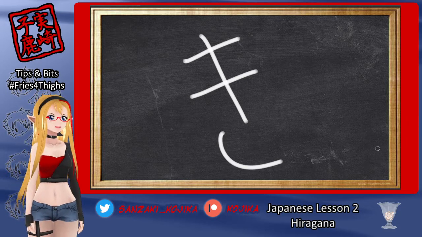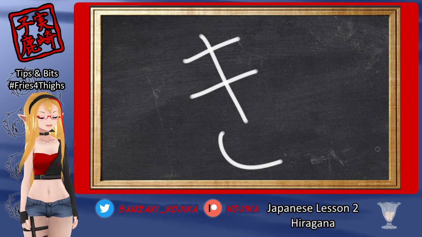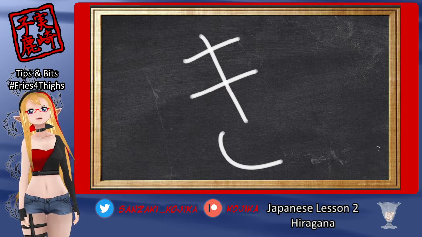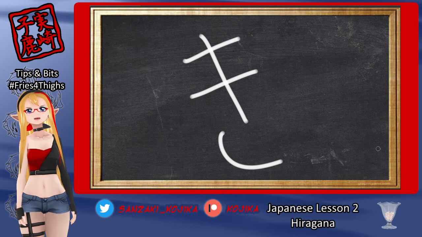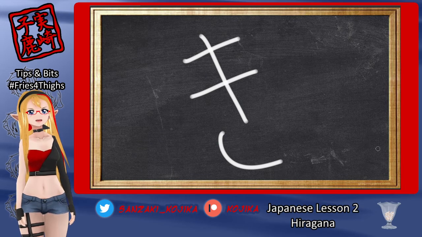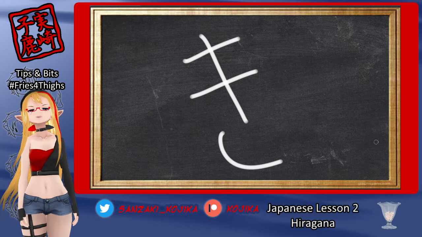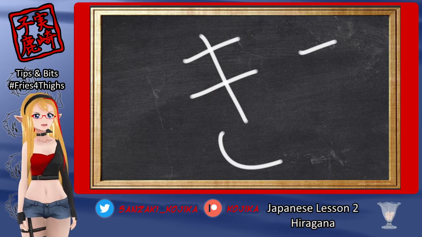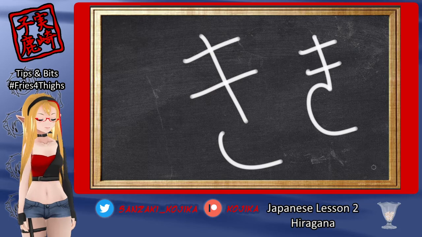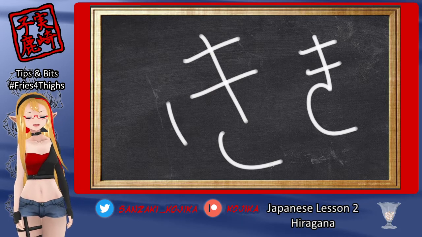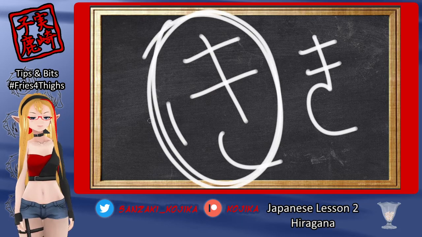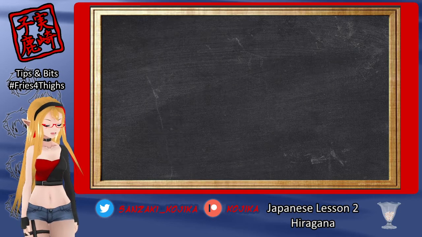There's no right or wrong way to do it. Either way, it's still identifiable as ki. I would just say do whichever one is comfortable for you. In my case, like I said, I was taught this one. But in print, you're going to generally see this one. But a lot of people still write this style one. I don't know why.